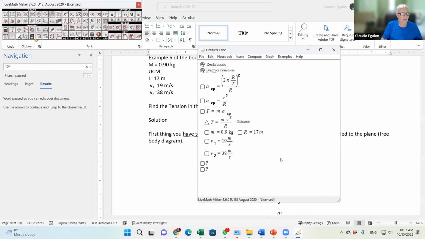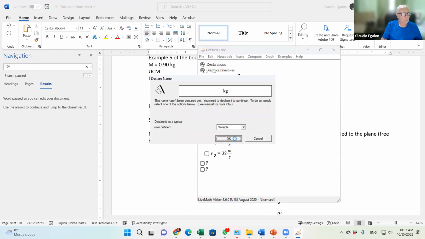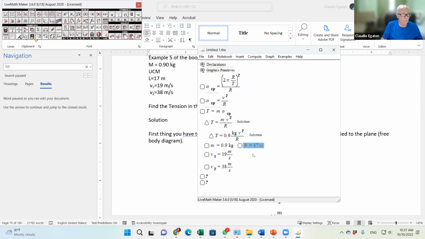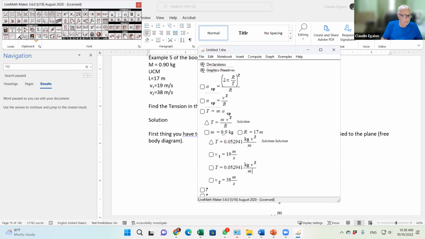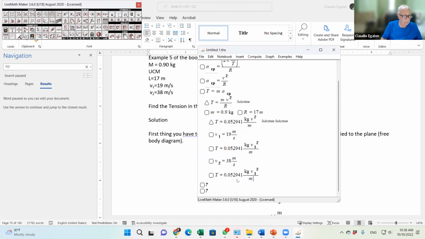Organizing here, I'm going to substitute here for the mass and the radius. When I do that, I can drag the tension to that spot. And then we have V1 here, and for the other one, V2.